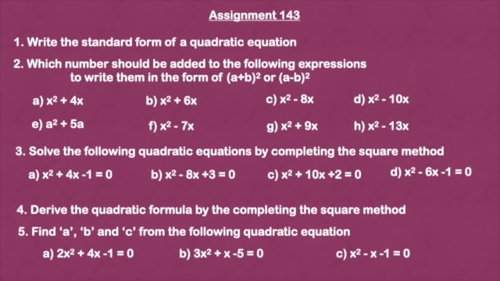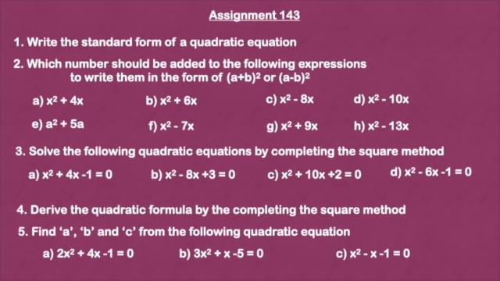Third question, solve the following quadratic equations by completing the square method. A is x square plus 4x minus 1 is equal to 0. B is x square minus 8x plus 3 is equal to 0. C is x square plus 10x plus 2 is equal to 0. D is x square minus 6x minus 1 is equal to 0. Fourth one, derive the quadratic formula by the completing the square method. You have to derive the formula minus b plus or minus square root of b square minus 4ac whole divided by 2a. See the video and derive the formula.